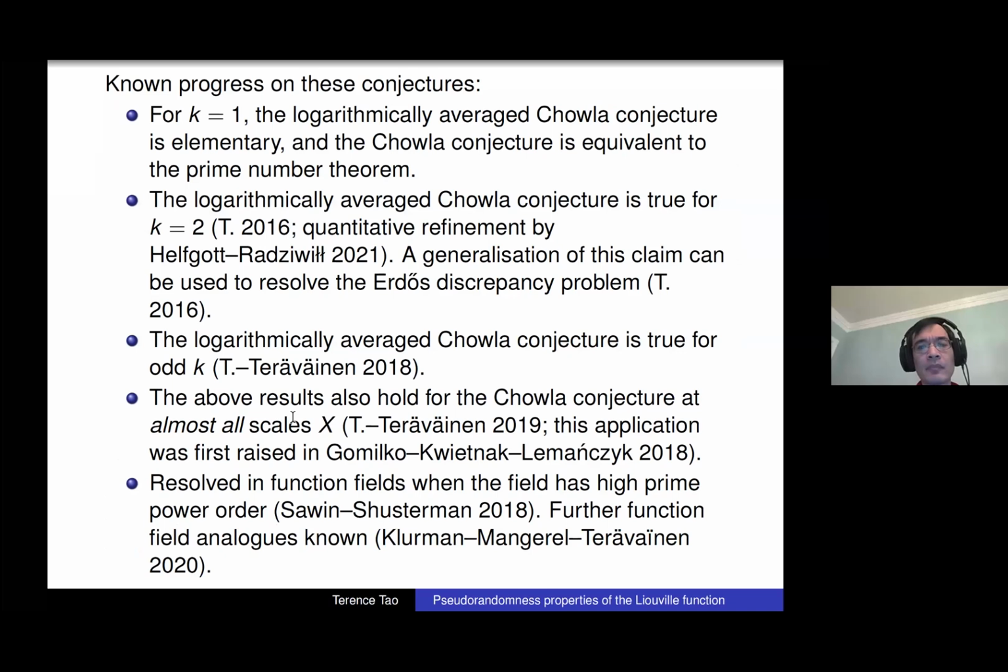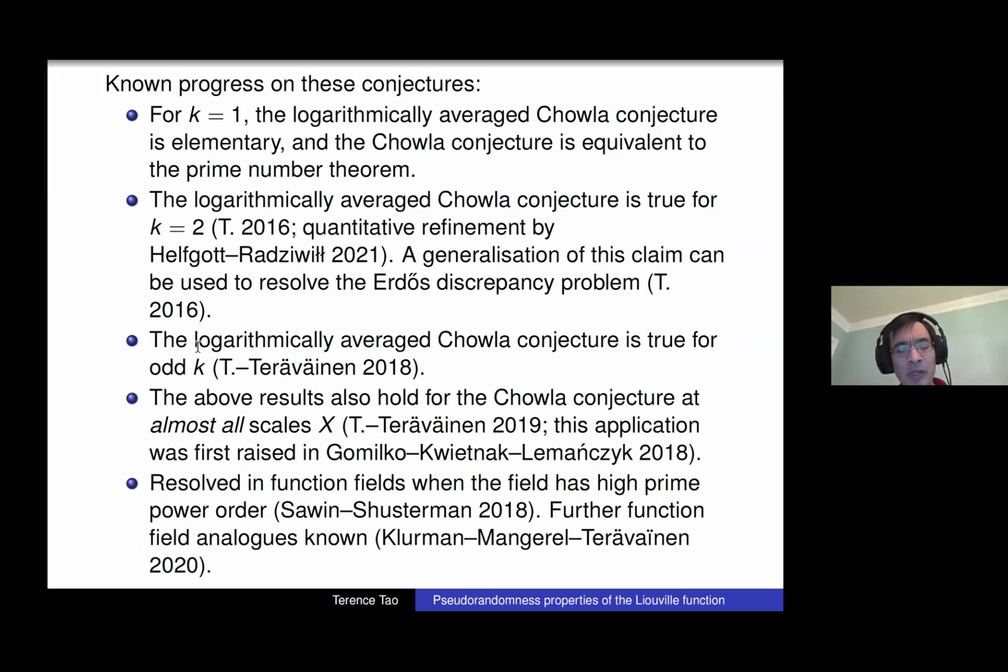All right, but we've made progress. For k equals 1, it's the prime number theorem, as I said. For k equals 2, we can prove the log averaged version of the Chowla conjecture. That I did in 2016. And then very recently, there was a nice quantitative refinement with a slightly different method by Helfgott and Radziwiłł. This result actually had a nice application: you could solve something called the Erdős discrepancy problem, but that's a topic for another talk. So we can do k equals 1, we can do k equals 2.